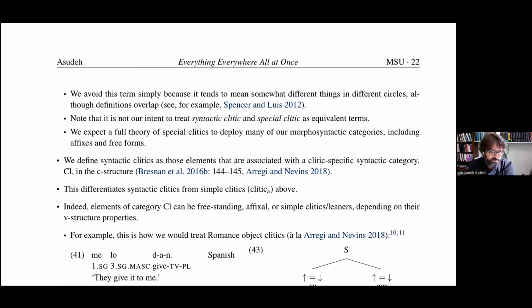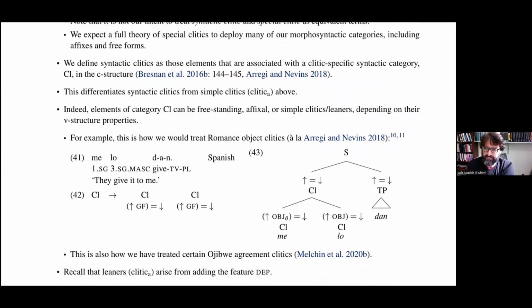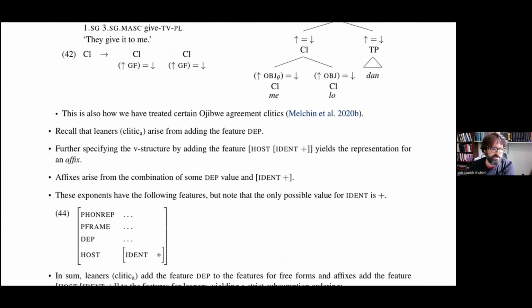Indeed, elements of category cl can be freestanding, affixal, or simple clitic leaners depending on their V structure properties. For example, this is how we would treat Romance object clitics. So in Spanish, me lo dan, they give it to me. We generate the clitic cluster using the rule in 42, and so we have structures like 43. This is also how we've treated certain Ojibwe agreement clitics in the past.